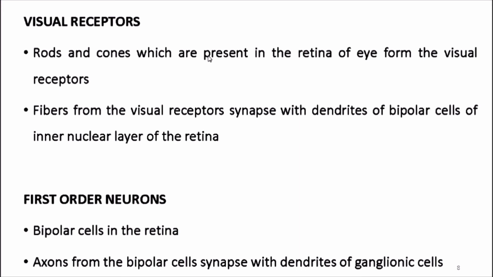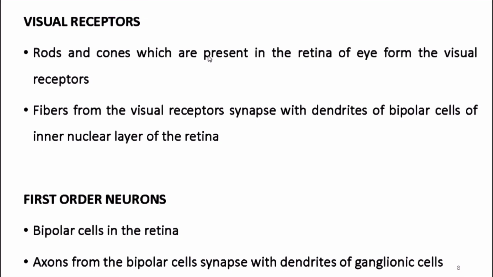For any pathway, I told you we need receptors. We need first order neurons, second order neurons, third order neurons. I am talking about the visual pathway, auditory pathway, olfactory pathway, and taste pathway. For these four pathways, this format will be there. First will be the receptors, then the first order neurons, then the second order neurons, then the third order neurons, and there will be a center at last.